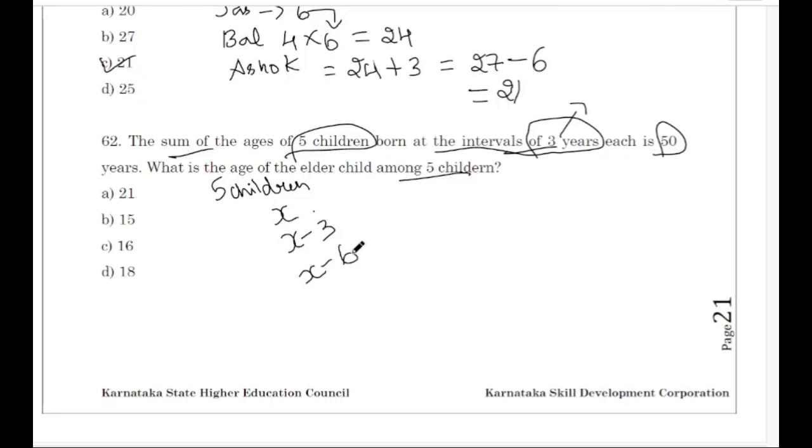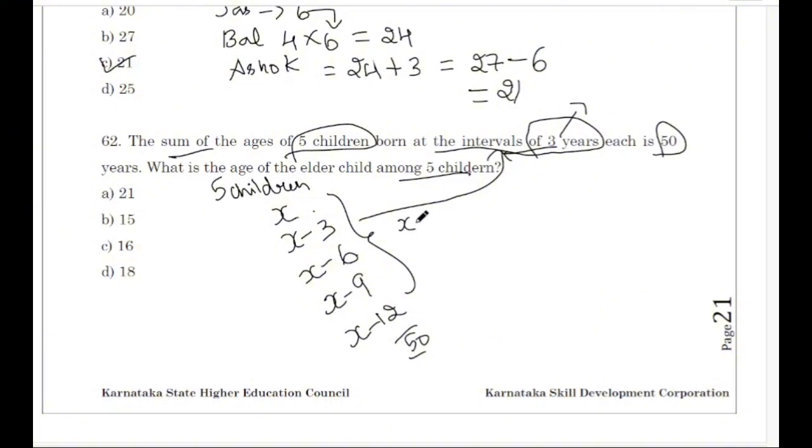Here there is an interval of 3, here there is an interval of 3, and like that. X minus 9 and X minus 12. Because here everyone has an interval of 3 years between them. So the total is 50. So it's an easy problem.